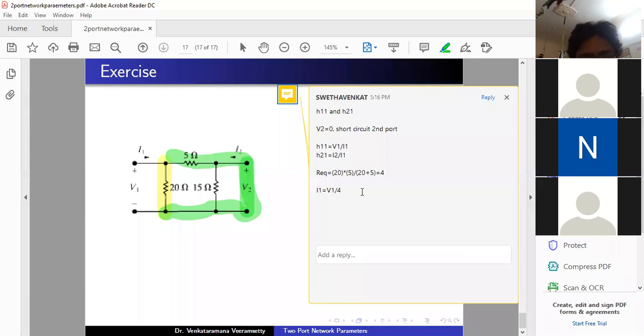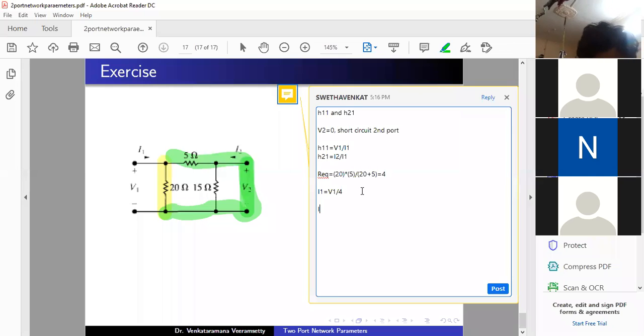So first calculate the current flowing through the 5 ohm resistance, I5, which equals total current I1 into the opposite resistance 20, divided by the total resistance 20 plus 5, that is 25. That is I5, equal to 0.8 I1. Now I2 equals minus I5, that is minus 20 divided by 25 into I1. Now, summarizing all the equations, what is the value of H11?